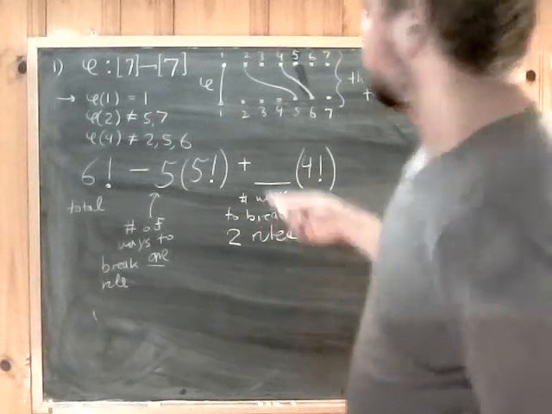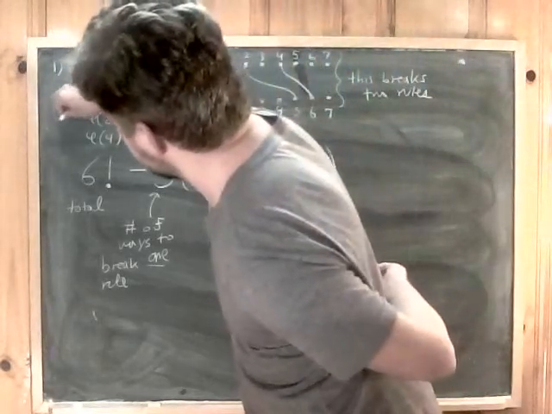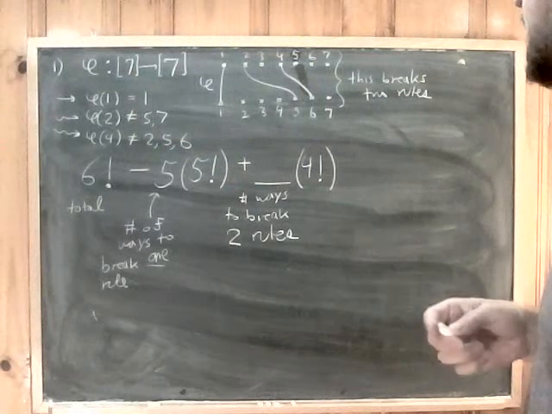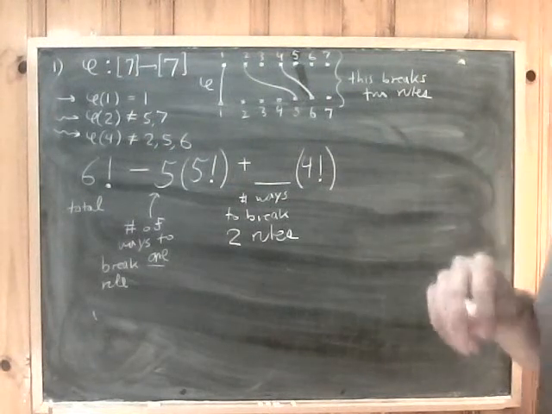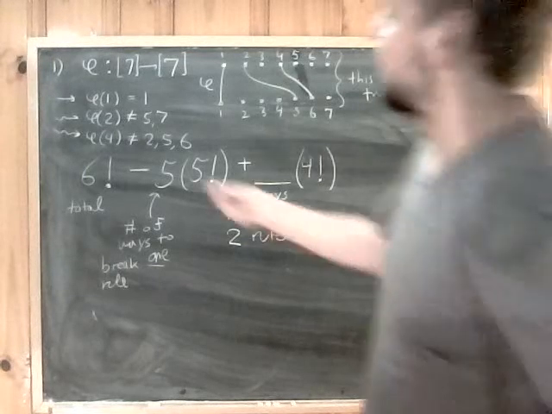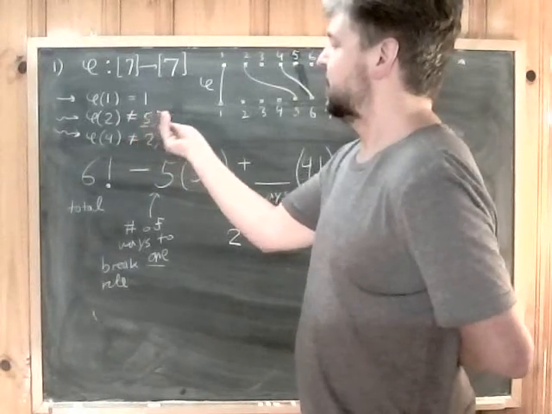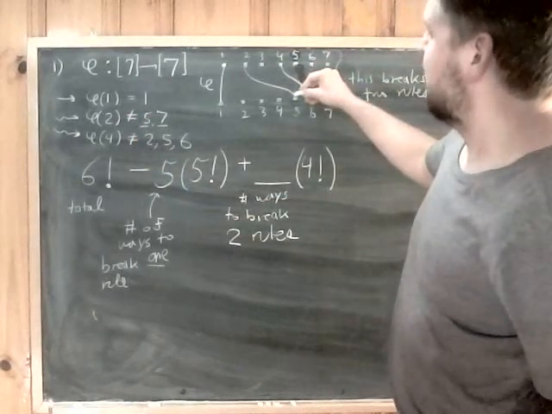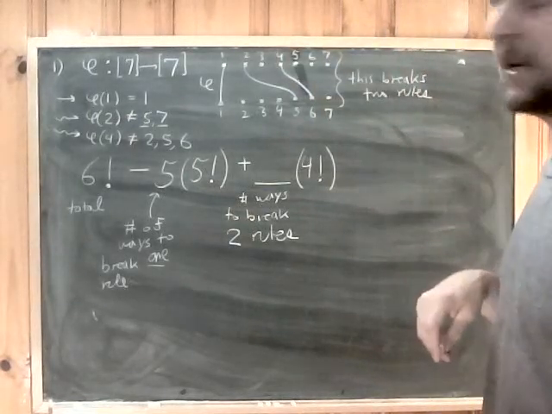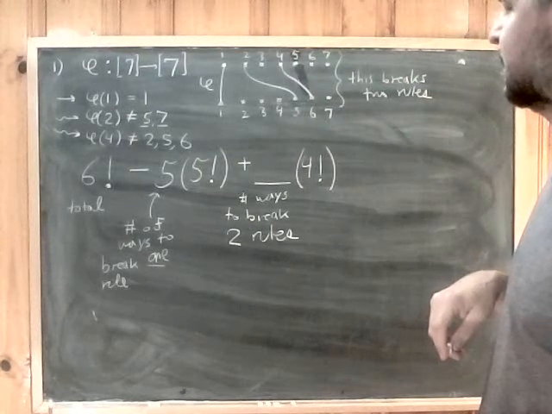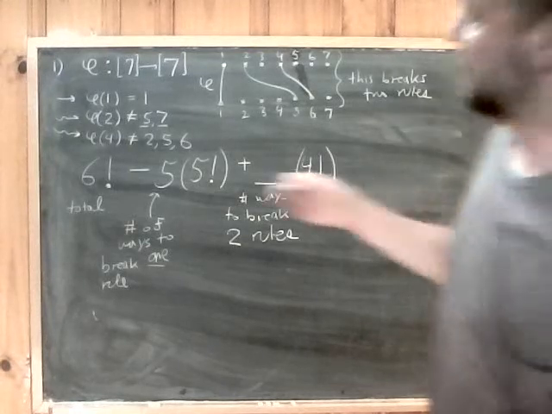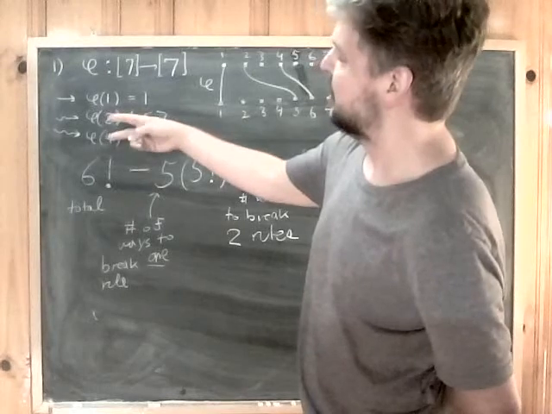Luckily, we have only 2 inputs to worry about. To break 2 rules in a permutation, you have to break 2 different input rules. You can't break these 2 rules at the same time, as in you can't send phi of 2 to 5 and phi of 2 to 7, because then that wouldn't be a function anymore. So the only way you can break 2 rules is if you break 2 input rules. Luckily there's only 2 inputs involved in the rules that I need to worry about breaking.